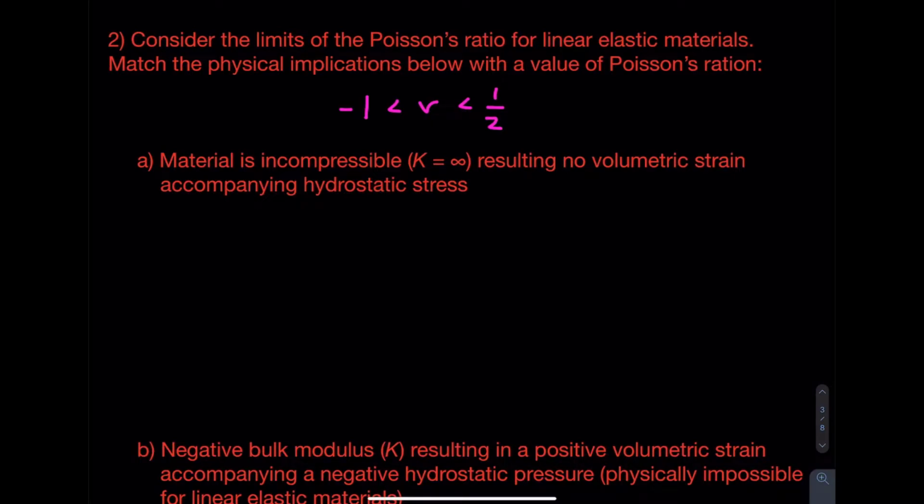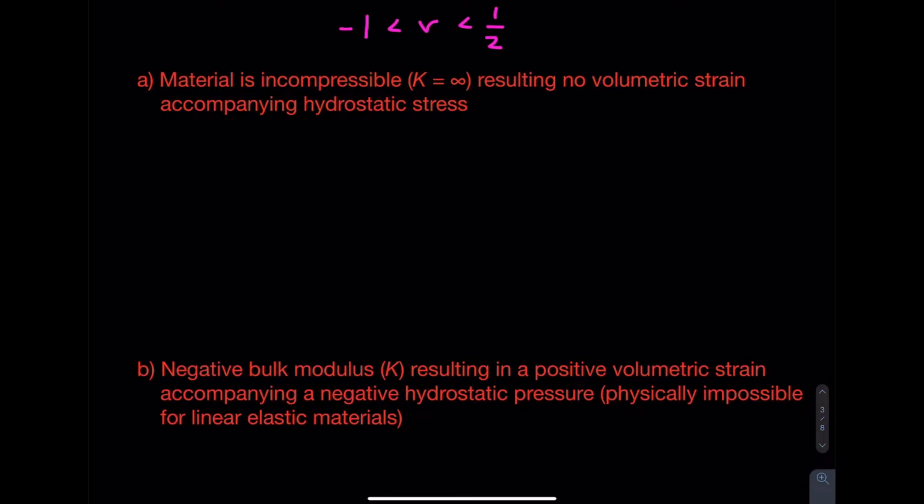All right, part A says a material is incompressible. What this means is the bulk modulus K is equal to infinity, resulting in no volumetric strain accompanying a hydrostatic stress. Let's figure out which limit of the Poisson's ratio this corresponds to. I know that the bulk modulus K can be written as a simple formula: E divided by 3 times (1 minus 2 times the Poisson's ratio), with E up top.